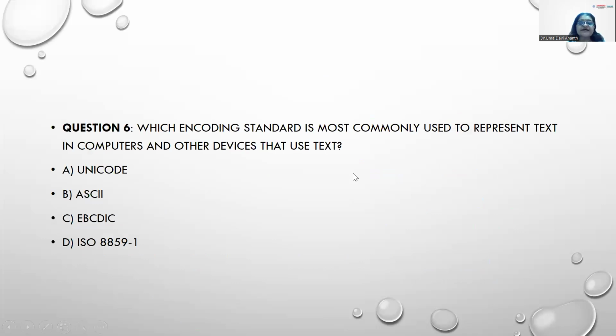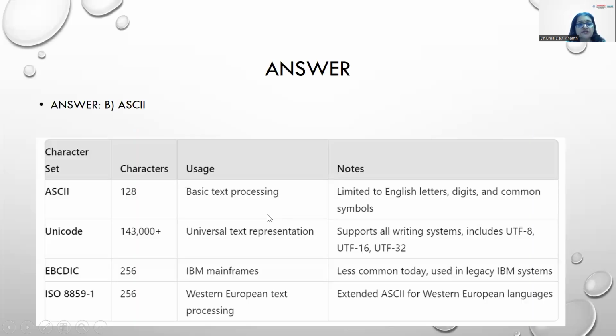Now, which encoding standard is most commonly used to represent text in computers and other devices that use text? So let's answer this. Unicode, ASCII, EBCDIC, ISO. So all these are different encoding standards. So the most commonly used for text is ASCII, right? ASCII is the most commonly used. Yes, Praveen, you're right.